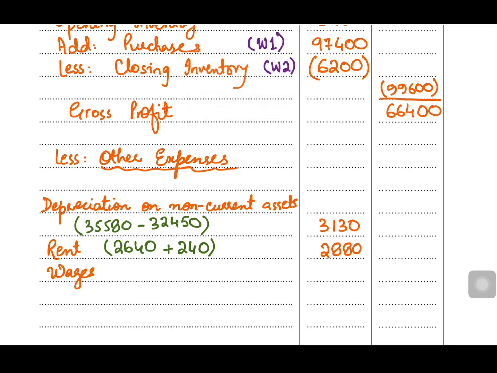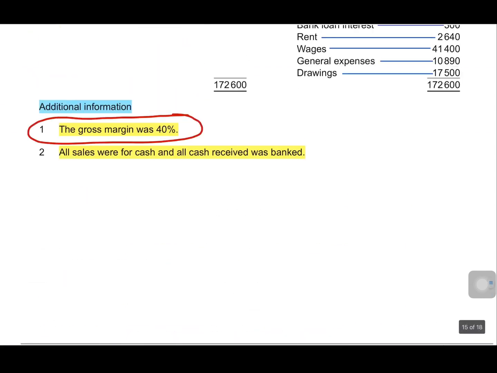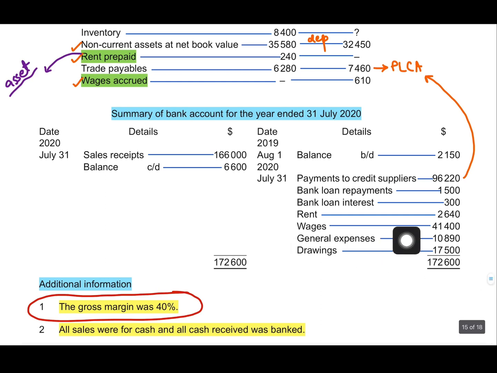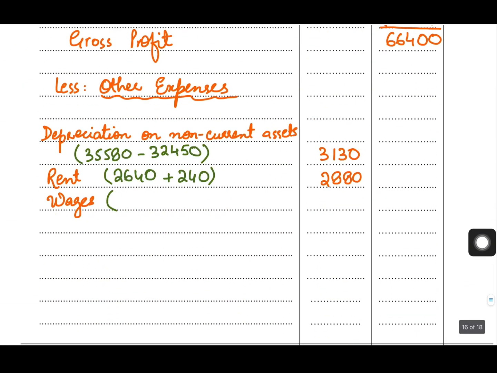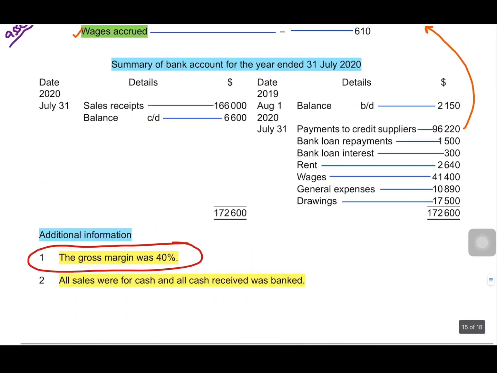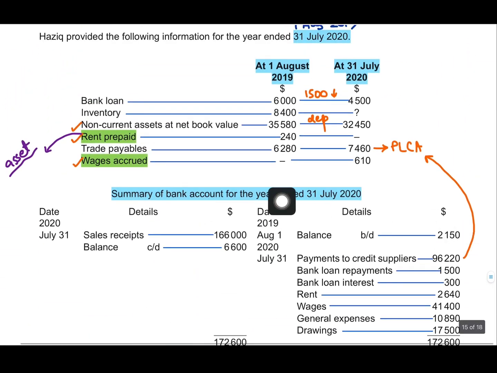Let's do for wages as well in the same manner. I am paying wages how much? 41,400 is being paid during the year. Now, do we have an accrual or prepayment, and at what date? For wages, I don't have any opening balance. However, there is an accrual balance of 610. Now, 610 has been accrued at year end, and accrued expense represents a liability.